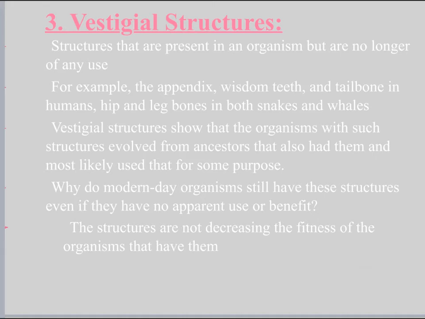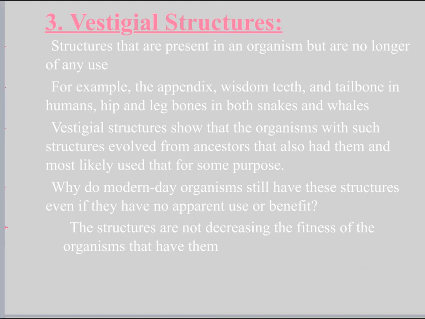Snakes and whales both have hip and leg bones. They have pelvic bones. Why do they have pelvic bones? Well, because that indicates that at one point they have an ancestor that was walking. So basically what this means is that there's a common ancestor somewhere in their evolutionary tree that needed those structures for a particular reason.